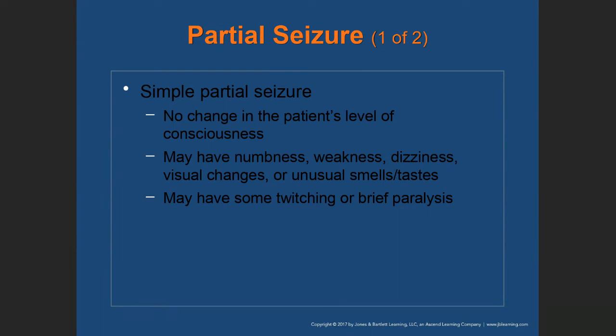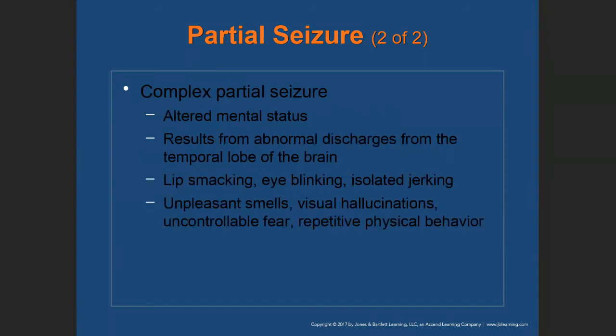Now, it can be a simple partial seizure, or it can be a complex partial seizure. With a complex partial seizure, there is an altered mental status. The patient is not unconscious or unresponsive, but the level of consciousness is altered. So with complex partial seizures, altered mental status is going to be present. They result from abnormal discharge from the temporal lobe of the brain. You might see lip smacking, eye blinking, isolated jerking. They may complain of unusual odors, visual hallucinations, uncontrollable fear, repetitive physical behavior.